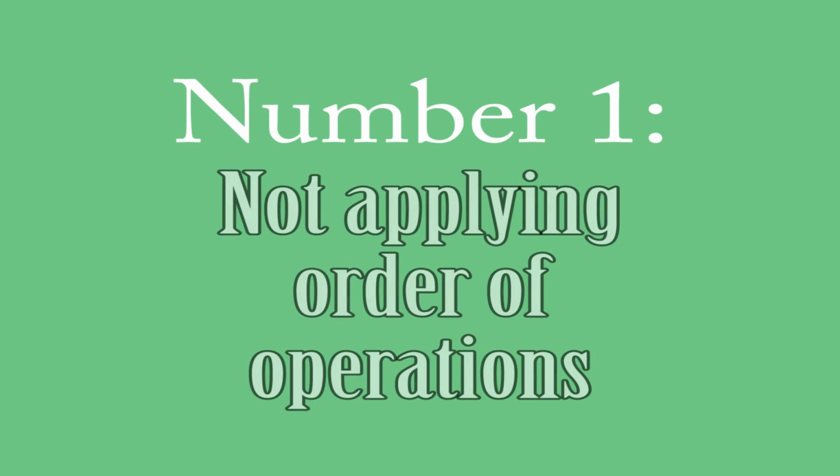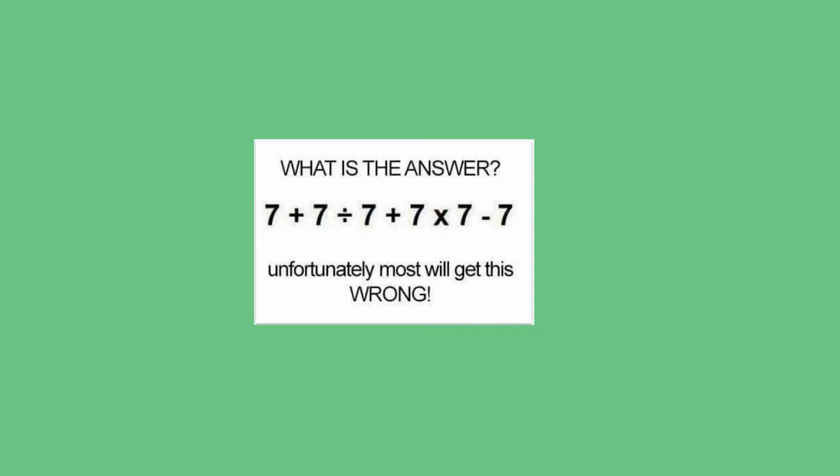And the number one maths mistake is not using order of operations. This is absolutely everywhere and with all ages. For example, I just saw this on Facebook the other day. It said 7 plus 7 divided by 7 plus 7 times 7 minus 7. Have a go at that yourself.